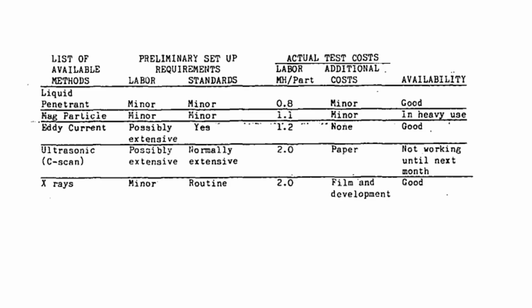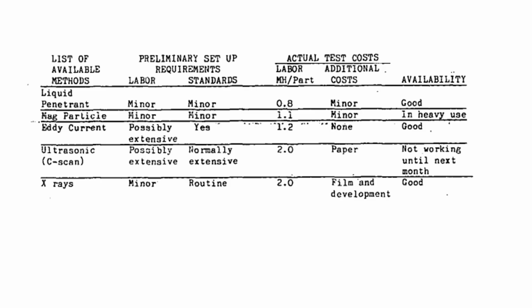So this is what a table might look like within your organization for a list of available methods, the setup requirements, the actual test costs, and then maybe the availability. You can see on that top row, we've got liquid penetrant, labor, and the standards for setup are pretty minor. Our labor man hours per part is 0.8, availability good.